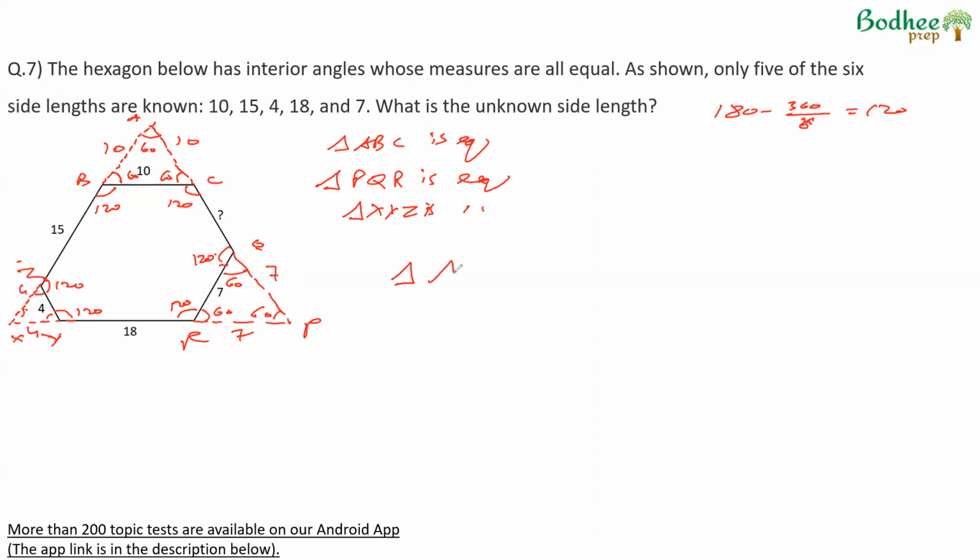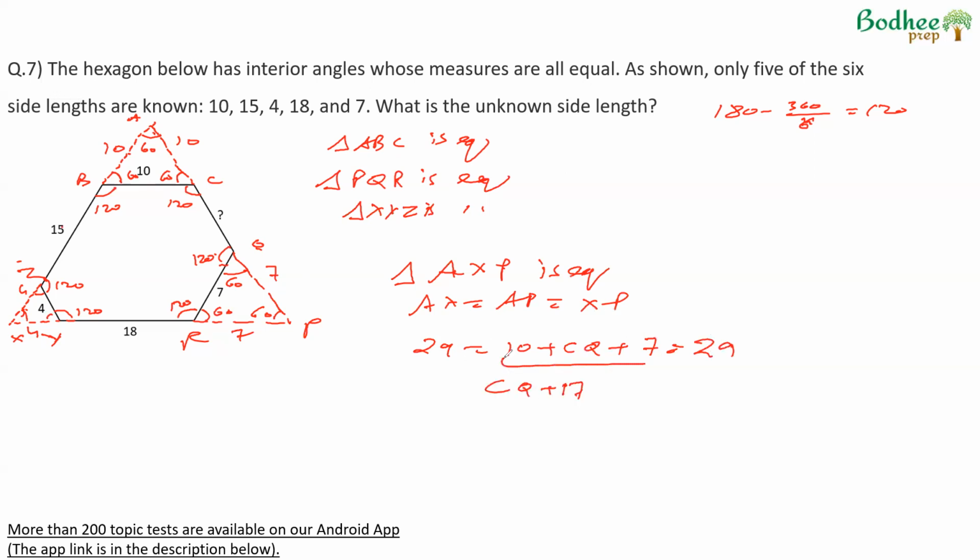Now, if you look at triangle AXP, here also all the angles are 60 degrees. So AXP will also be equilateral. So AX should be equal to AP should be equal to XP. AX will be 10 plus 15 plus 4, 29. AP will be 10 plus the value that we have to calculate, CQ, plus 7. XP will be 4 plus 18, 22 plus 7, which is 29. And therefore, CQ plus 17 is equal to 29, or CQ is equal to 12.